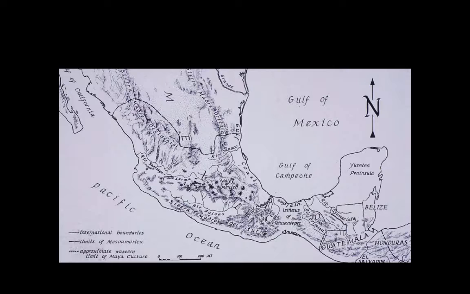What you're seeing here is a map of the prevailing sites and areas of Mesoamerica that we are going to be looking at. I want you to look at the area in the lower right-hand corner, Guatemala. That is one of the major areas of the Maya homeland. A little bit north of Guatemala would be Chiapas, a state in Mexico where the site of Palenque is, and we'll be going to the site of Palenque in one of our examples in this lecture.